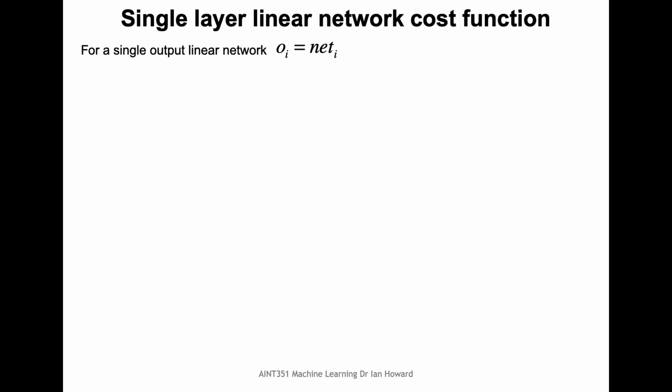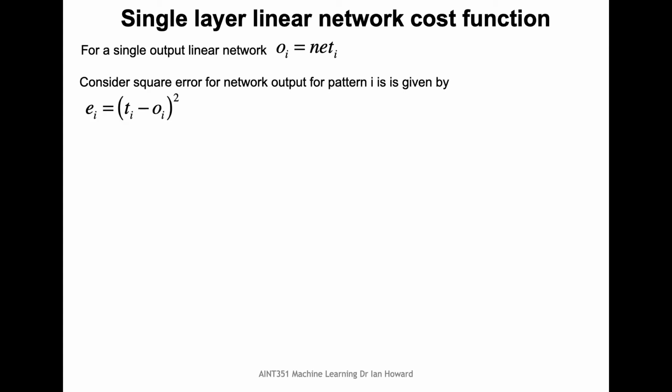Now for a single output linear network, the output is just going to be the net term. We're just calling the net term the linear part of a neural network. So let's think about, for a single input vector, we generate a single output. For pattern i, the output is going to be o_i, and we can calculate the squared error for that particular pattern as the target value for that pattern, take away our predicted output, squared. So e_i is just (t_i minus o_i) squared.